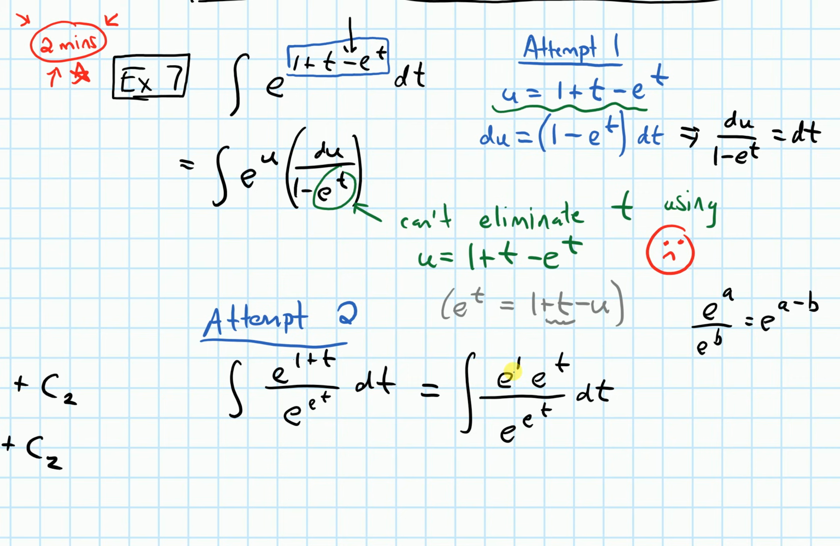Okay, so this e to the 1 is a constant that's multiplying my function. I can pull that to the front and get e integral e to the t over e to the t dt.